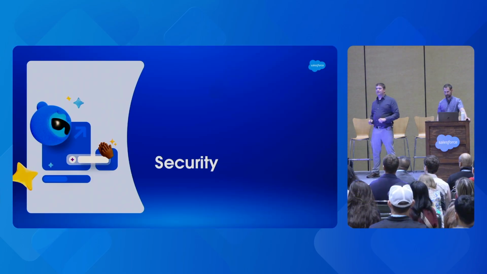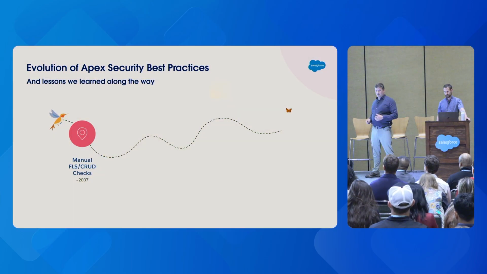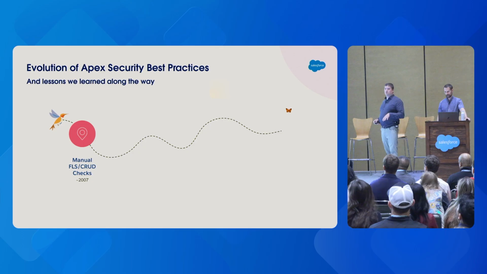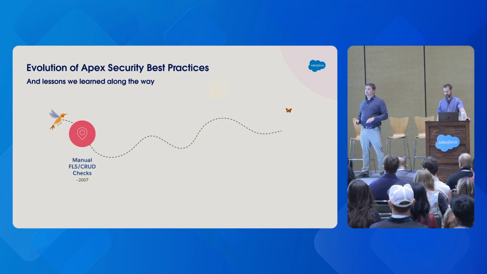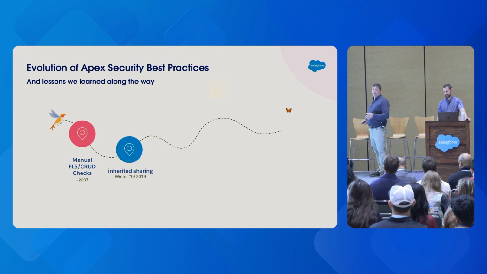Great, so first, let's get into what's coming for security in Apex. Historically, when Apex was first introduced, way back in 2007, there were basic operations you could do. You could look at your schema and say, do I have access to this object? Do I have access to those fields?